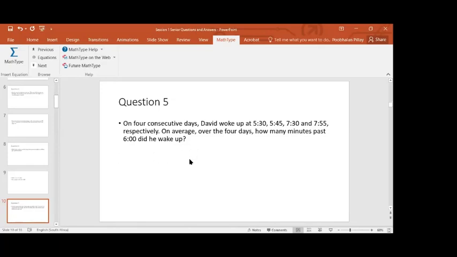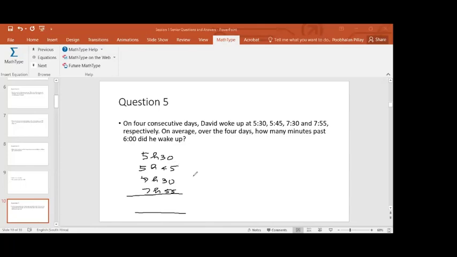Okay. Now, there are a number of ways in which you can tackle this problem. Maybe the easiest way is where you just count these as times here. This is 5 hours 30 minutes, 5 hours 45 minutes, 7 hours 30 minutes, and 7:55. So you count these and divide by 4. That way you find the average. Right? How do you count them?